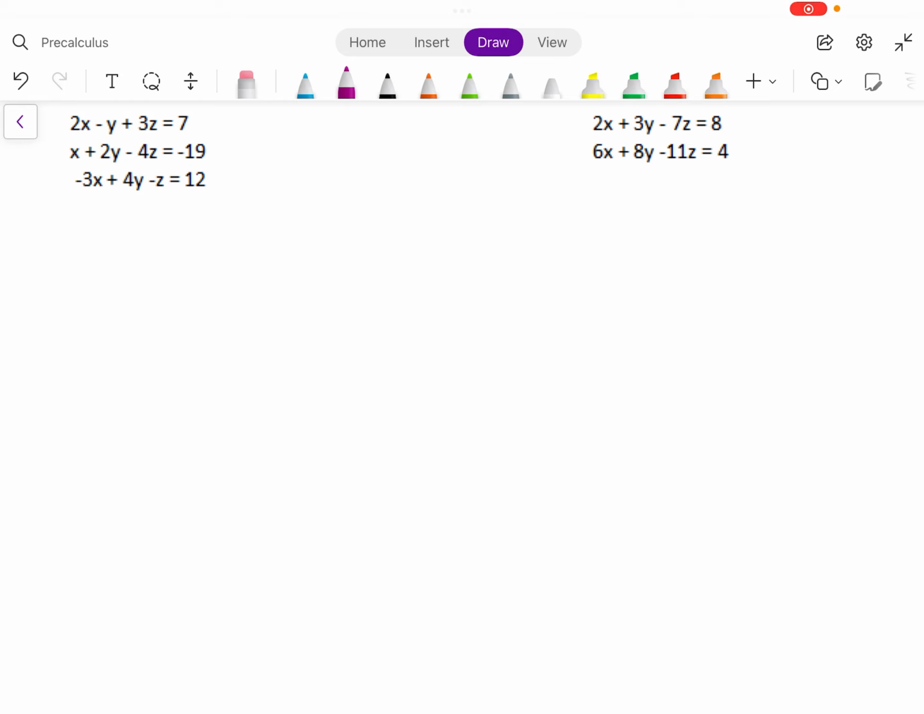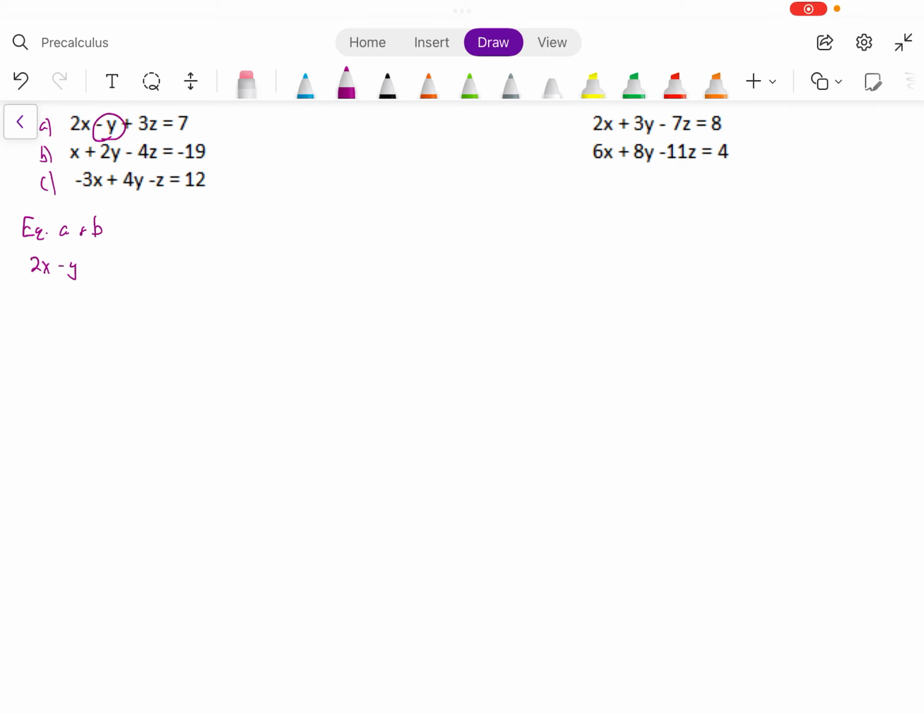Honestly, with this one, you could eliminate x, y, or z. So I'm just going to go ahead and eliminate the y's. Because I see I have a -y here, I can multiply equation 1 by 2 and add it to the second equation to eliminate. And then my second pair, I can take 1 with 3 and eliminate the y. So the first 2 equations, say A, B, and C. So equations A and B, I'll show all the work here.